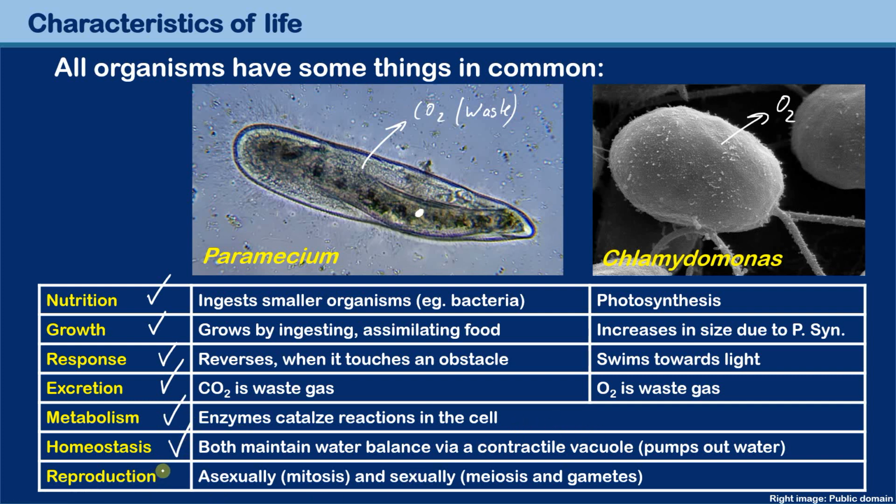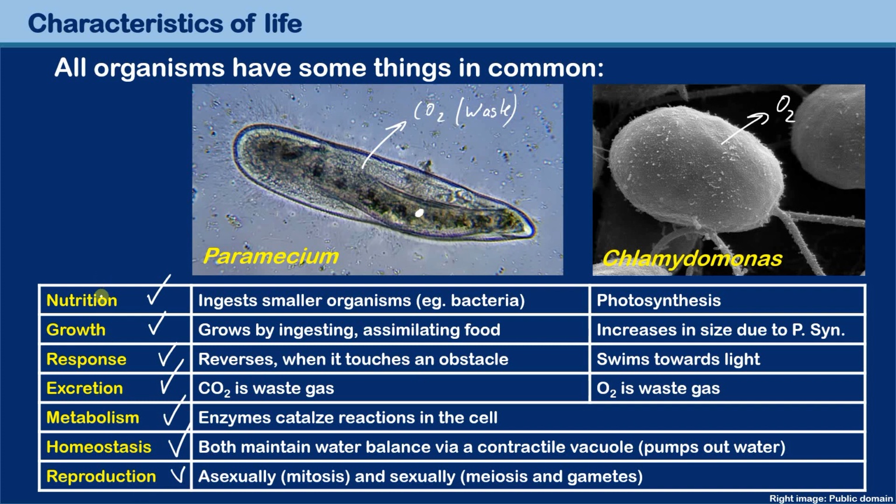Reproduction: all living things have to reproduce. There are different ways how this can be done. Asexually, by cell division, Chlamydomonas and Paramecium are able to do that. They're able to divide and split into two, and then you have two organisms. And they're also able to reproduce sexually by producing so-called gametes. Now, human beings only reproduce sexually and not asexually. Obviously, I'm not able to split myself into two, but it doesn't matter. Still, all living things reproduce. So these are important characteristics of life, 1, 2, 3, 4, 5, 6, 7.